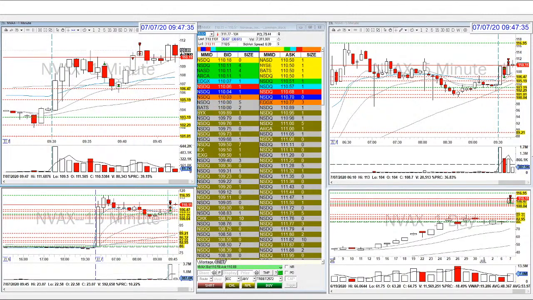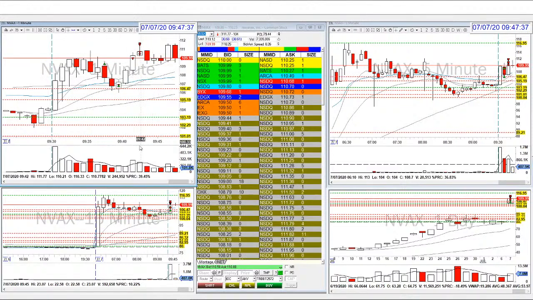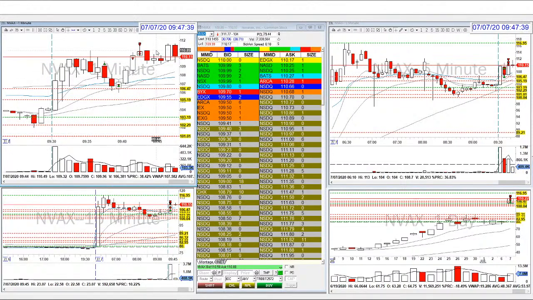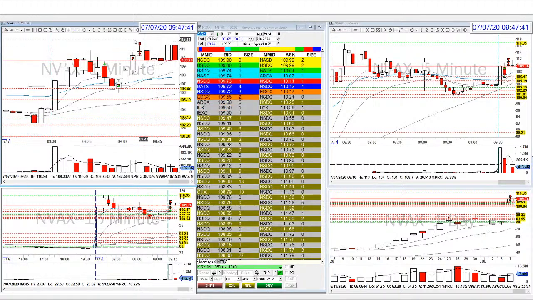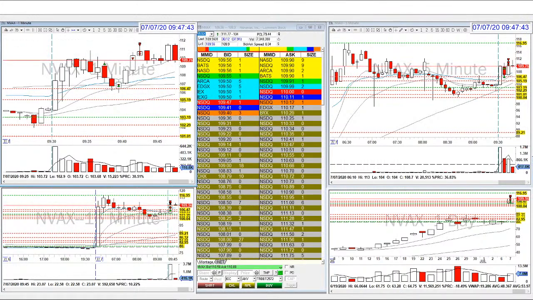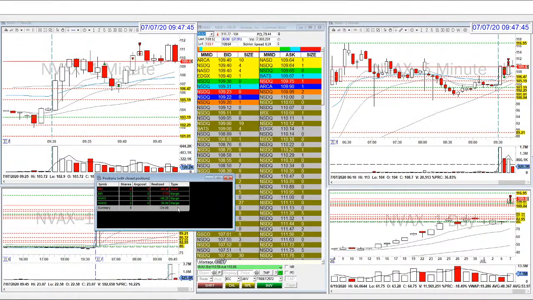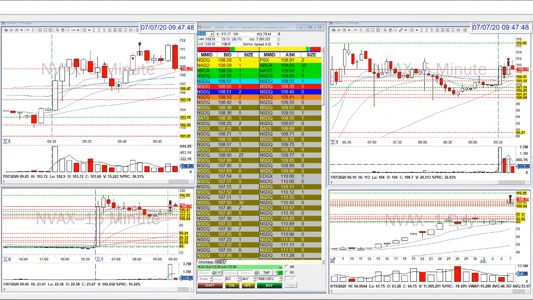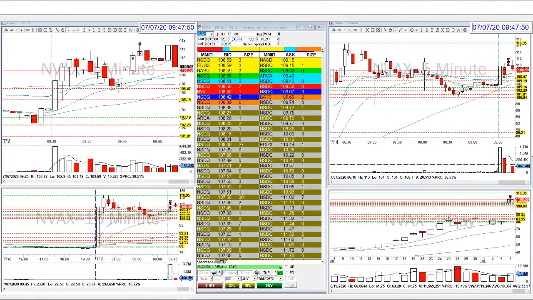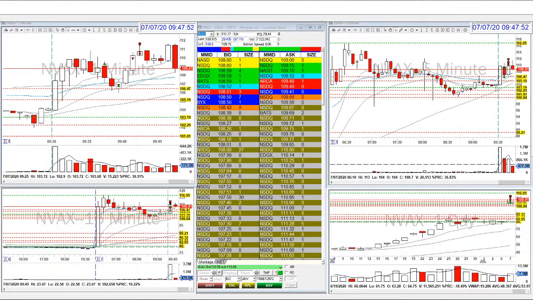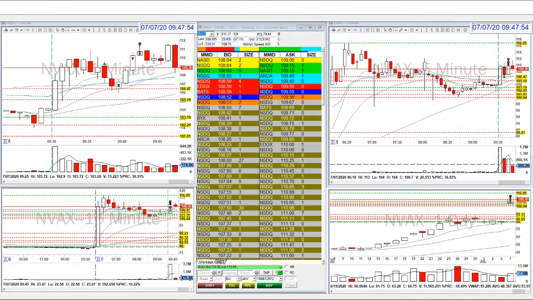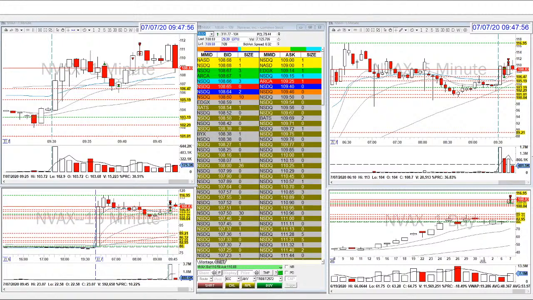I think this is the all-time high. Yeah, it's the all-time high. So that's the trade, and it ended up nicely. I ended the day with 2%, actually maybe slightly 2.5%. So that's the trade for today.